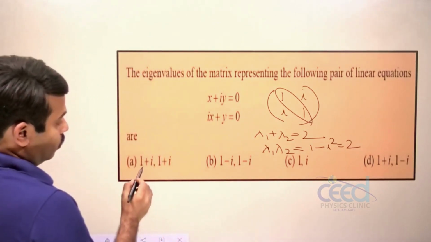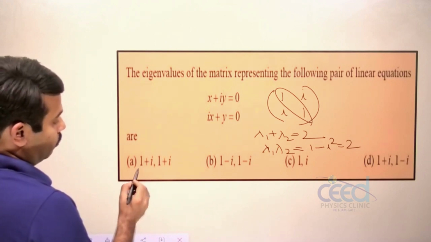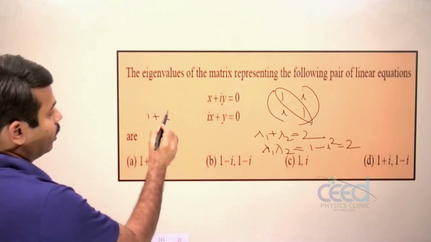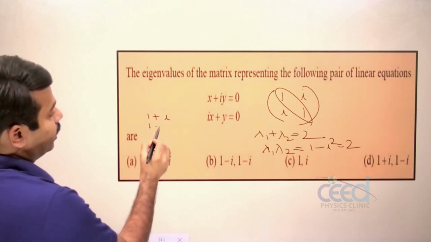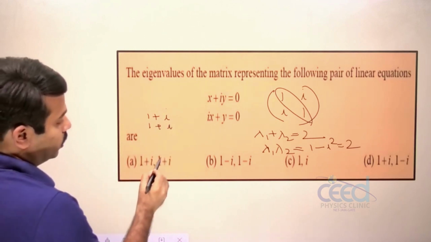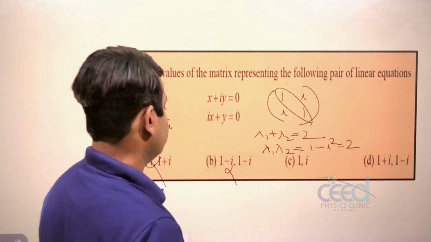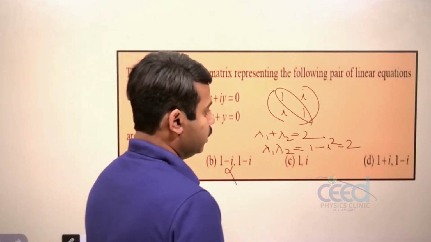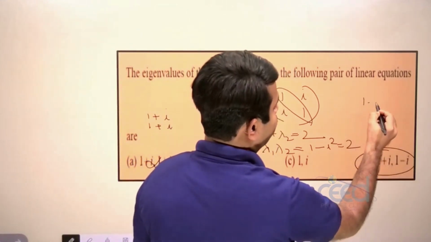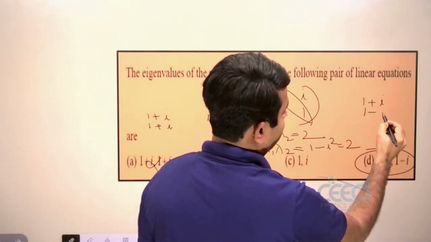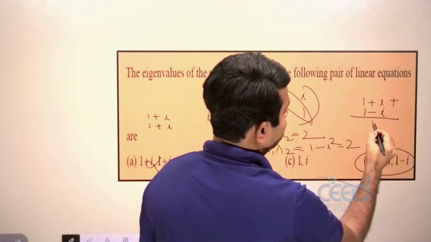So, is this possible: 1 plus i and 1 plus i? The sum is never 2, so this is not possible. 1 minus i and 1 minus i: the sum is not equal to 2. Then only this is possible, right? 1 plus i, 1 minus i. Then the sum you get is 2.